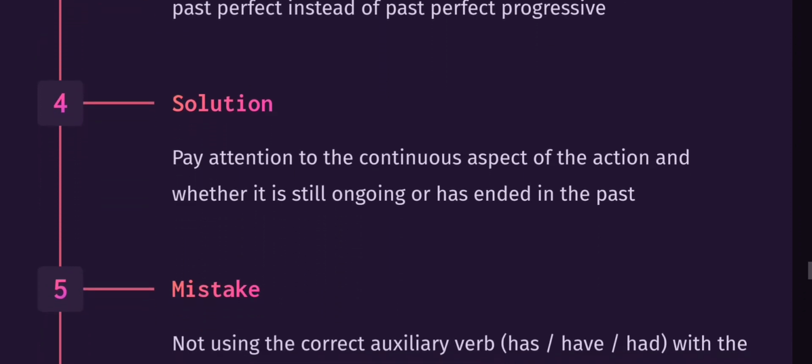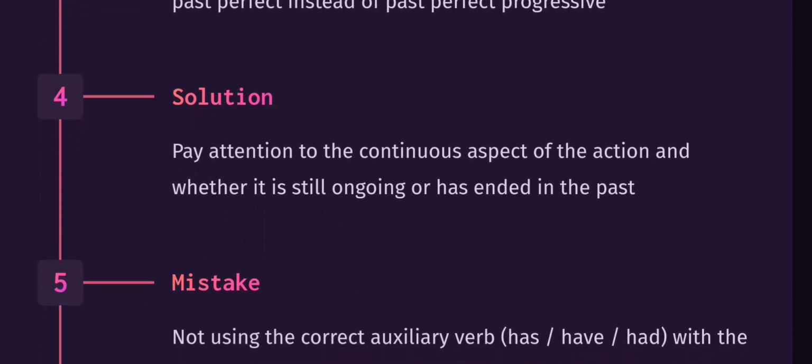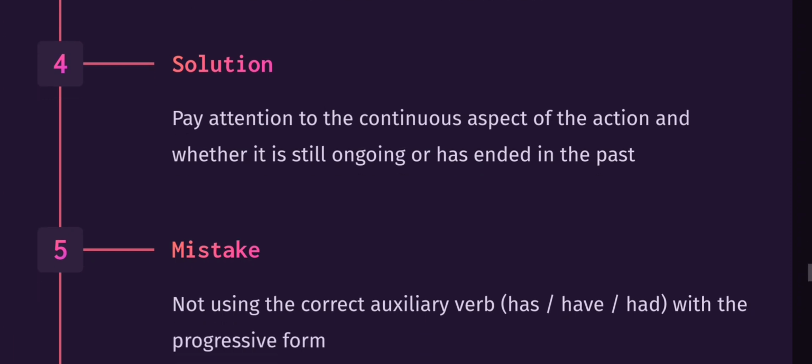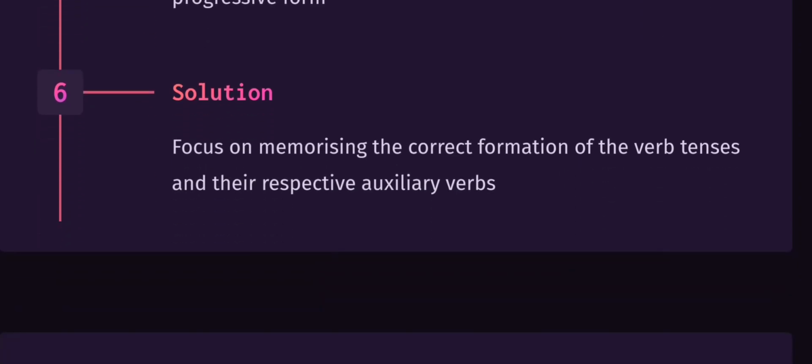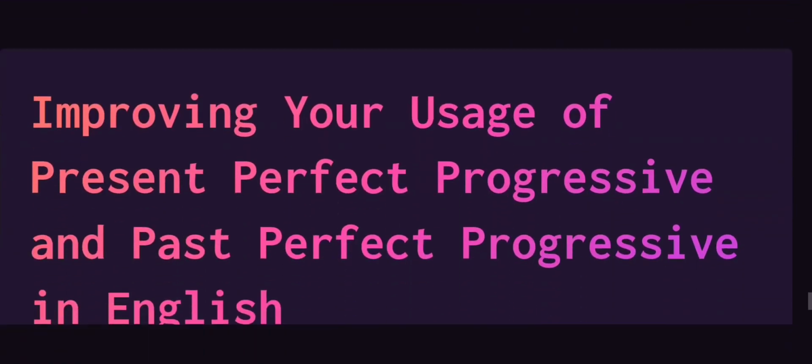Solution. Pay attention to the continuous aspect of the action and whether it is still ongoing or has ended in the past. Mistake. Not using the correct auxiliary verb, have, has, had, with the progressive form. Solution. Focus on memorizing the correct formation of the verb tenses and their respective auxiliary verbs.